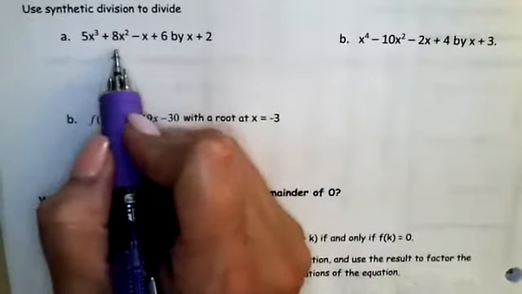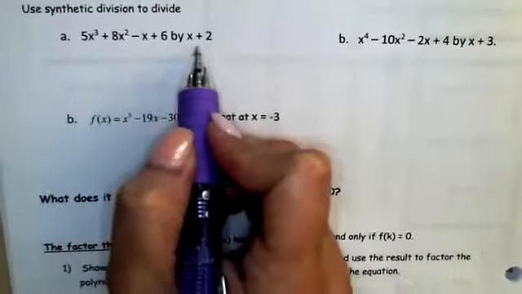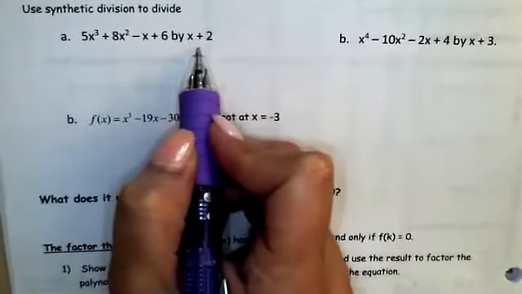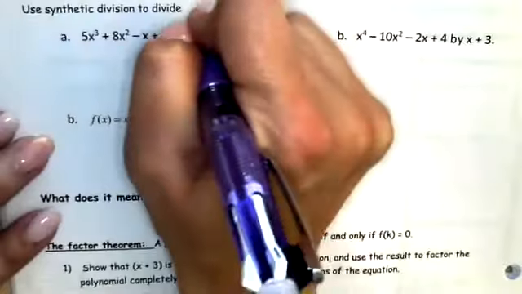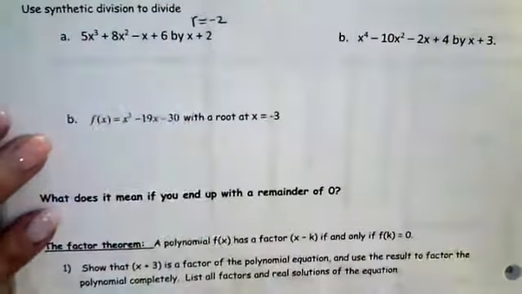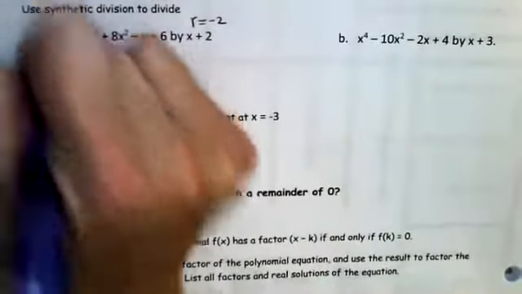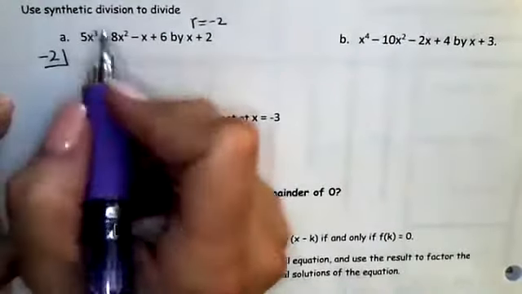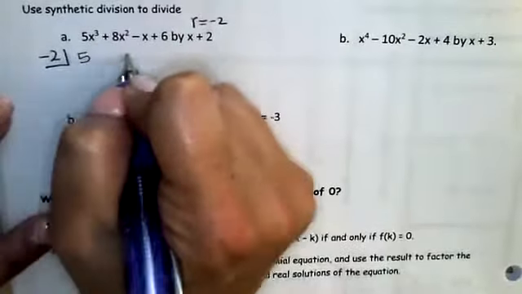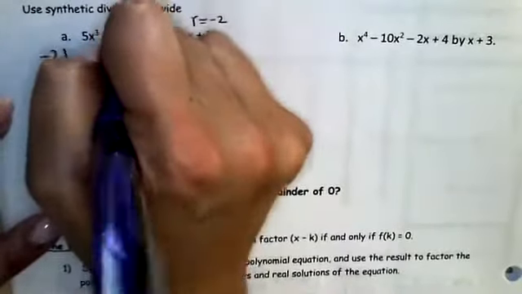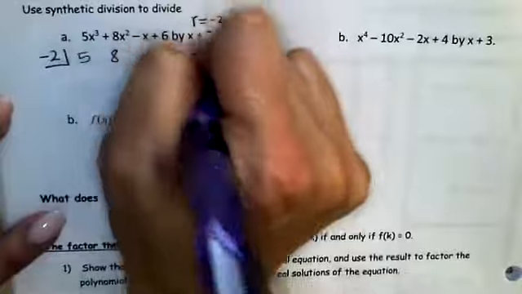All right, so let's try another one of those from the beginning. We've got 5x cubed plus 8x squared minus x plus 6 divided by x plus 2. Again, what we need is the root, and so the root here would be negative 2, because that's what's going to make it 0 there. So negative 2 is what goes in the top corner, and then we use our coefficients. So 5, 8, negative 1, and 6.